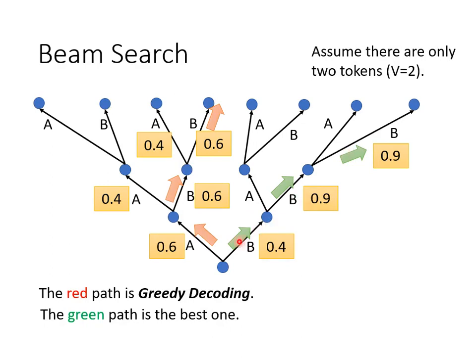So, when we compare the red route with the green route, the first step of the red route seems to be optimal. However, the overall outcome is worse than the green route, whose first step doesn't seem optimal. So, should we actually choose the green route instead?